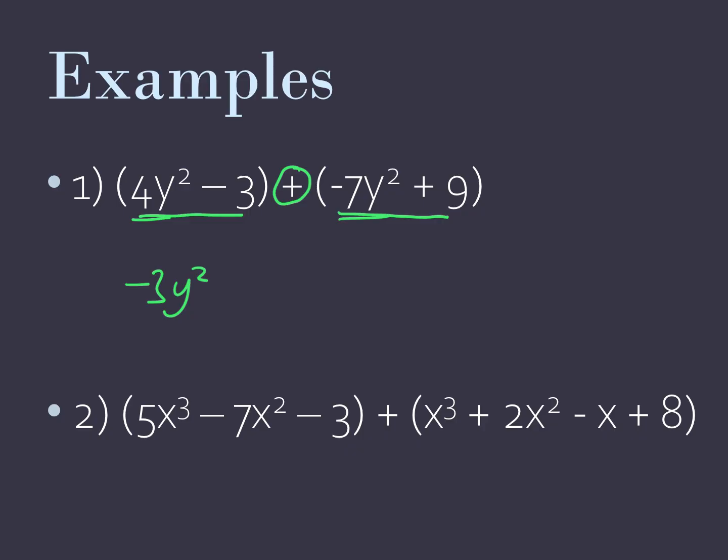Same exact thing with our next term, right? If I have a negative 3 and a 9, well, those are both just plain numbers. They don't have any variables attached to them, so all you're going to do is combine them like normal, right? So we're going to do negative 3 plus 9, which is going to get you a positive 6. And that's all we have to do.